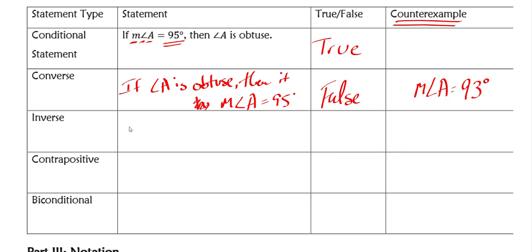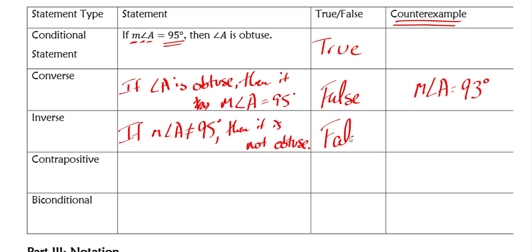The inverse means we're negating both of them. If the measure of angle A does not equal 95, then it is not obtuse. That is false again with the exact same counterexample. If A equals 93, that's true. It doesn't equal 95, but that's still obtuse, so that part's not true.